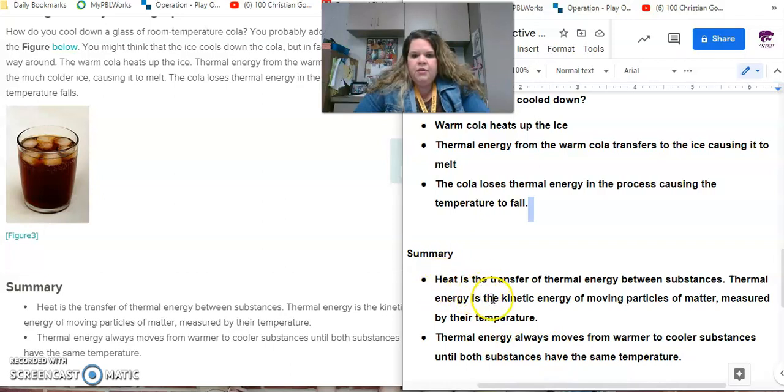Heat is the transfer of thermal energy between substances. Thermal energy is the kinetic energy of moving particles of matter measured by their temperature, and thermal energy always moves from warmer to cooler substances until both substances have the same temperature. Okay, that's pretty much what this article had to say.